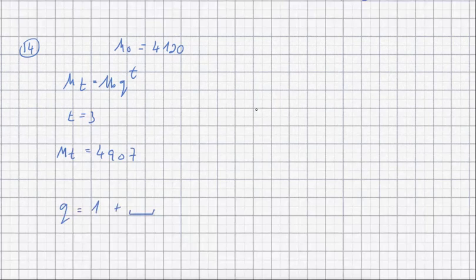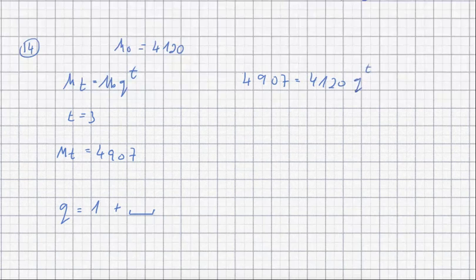So let's find Q. How do we find Q? We have only one equation. Just plug into the equation anything you know. I plugged it in. Can you tell me what you have? I will write the same. I have 4,907 equals 4,120 times Q to the third power. Okay. Now what do you do?